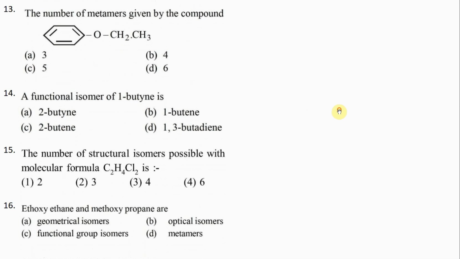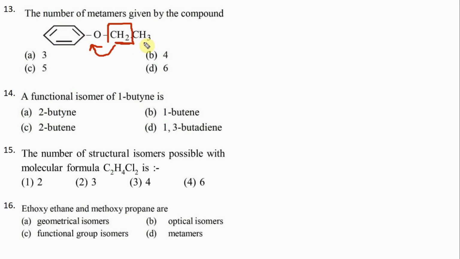Question number 13. The number of metamers given by the compound. Okay, now this is very tricky. Metamers means some carbon can go from here to here, or some carbon can come from here to here. But this is a benzene ring. I cannot cut the carbon. So I can push carbon from here to here. But on this side, both carbons cannot go there. If they go, and only hydrogen comes, it would become an alcohol. That is a functional isomer of ether. As for metamers, there is only one. So only one CH2 is going to go this side.